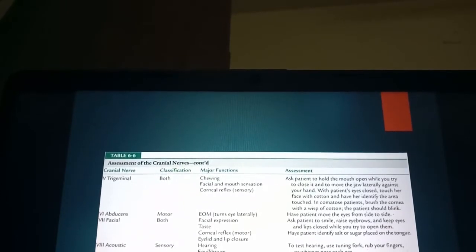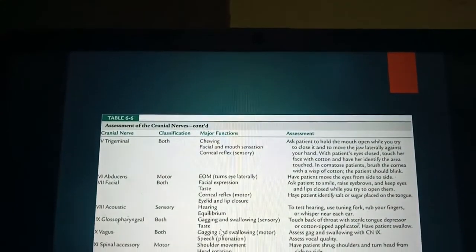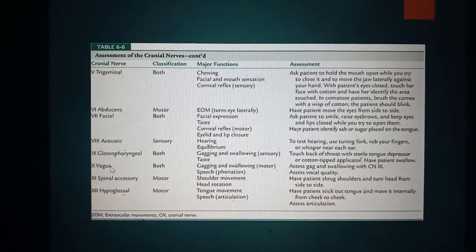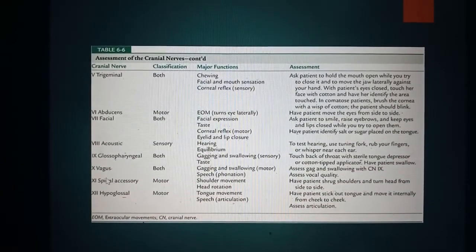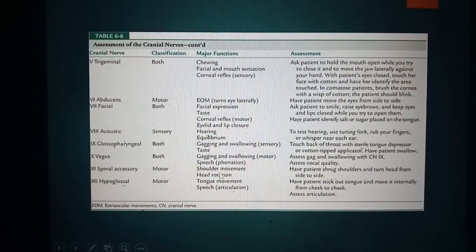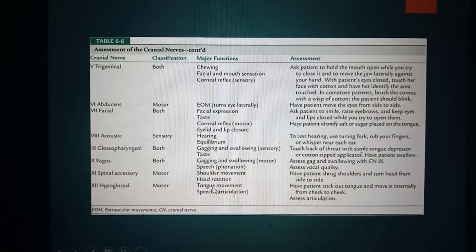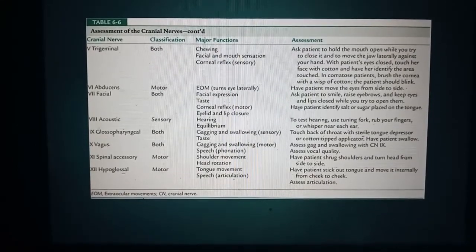Glossopharyngeal nerve, both sensory and motor, does gagging and swallowing as well as taste. And then vagus nerve, it has both sensory and motor function, gagging and swallowing as well as speech. Spinal accessory, motor function, shoulder movement and head rotation. Hypoglossal nerve, motor function, tongue movement and speech. So these are the various functions of each of the cranial nerves.